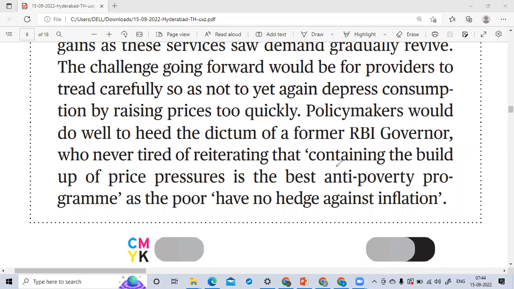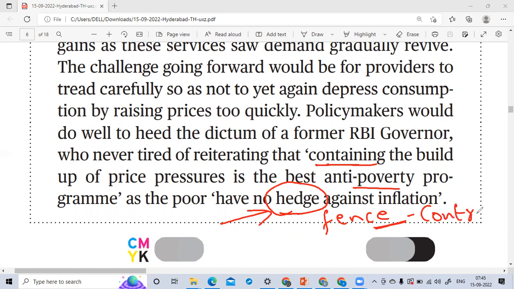So containing the buildup of price pressures. Contain is here, control. Okay. So see this beautiful line: is the best anti-poverty program as the poor have no hedge against inflation. As the poor people have no hedge against inflation. Hedge is here control. Generally, when we use hedge, there are different meanings, but in economy, in this particular article, hedge talks about fence. Fence is nothing but control or power. Okay. So the poor people have no control about inflation. Yes or no? Beautiful words.